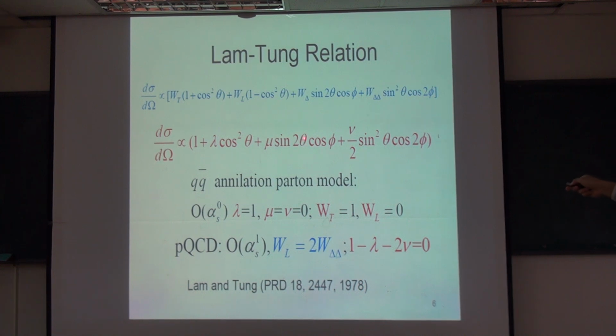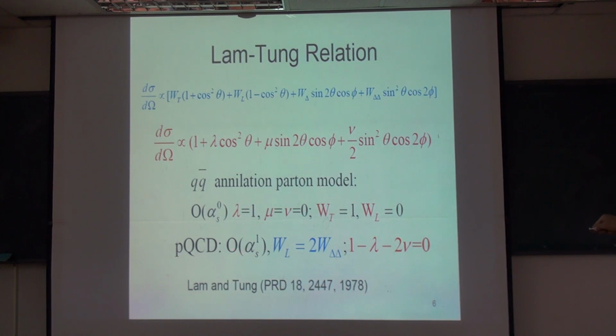And if we consider the general case of finite lepton pair transverse momentum, then we can have the phi dependence, so cosine phi and cosine 2 phi here. So in general, we have four terms, and let's call the coefficients 1, lambda, mu, and nu. Then at zeroth order, we have the famous formula 1 plus cosine theta squared, so lambda equals 1, and mu and nu equal 0.